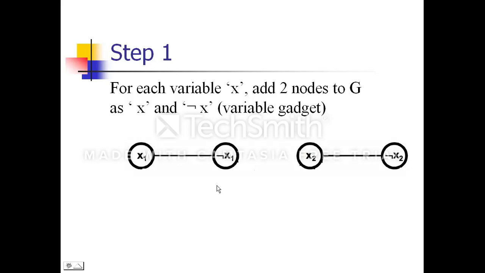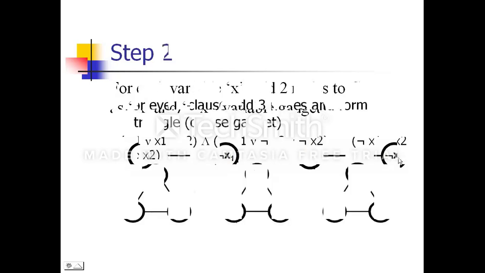So let us see the stepwise proof. The first step that we have studied is, for each variable x, add two nodes to G as x and negation of x, which will form a variable gadget. Here we have two variables x1 and x2. For each variable create one more node called negation of x1. Similarly for x2 create a node called negation of x2. Now connect those edges. So x1 and negation of x1 will be connected, x2 and negation of x2 will be connected. This is going to form the variable gadget.